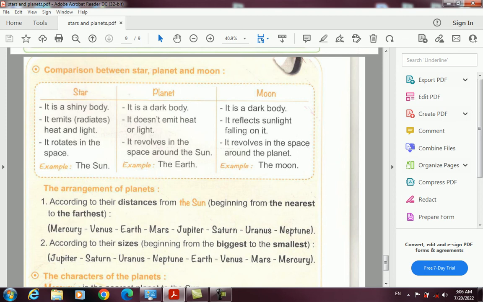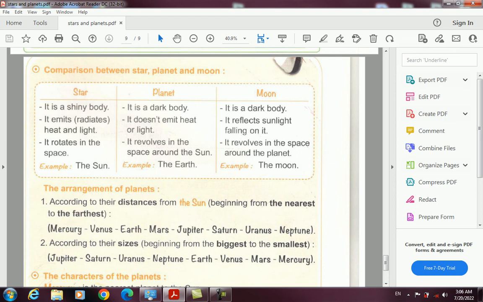Okay, this is just its basic function. And the star rotates in space, but the planet revolves in space around the sun or the star. When you grow up, you'll find that the sun is not the only star that we've got. And the moon revolves in space around the planet. If we want to give an example, for the star we have the sun, for the planet we've got the Earth, and for the moon it's our moon that we have.